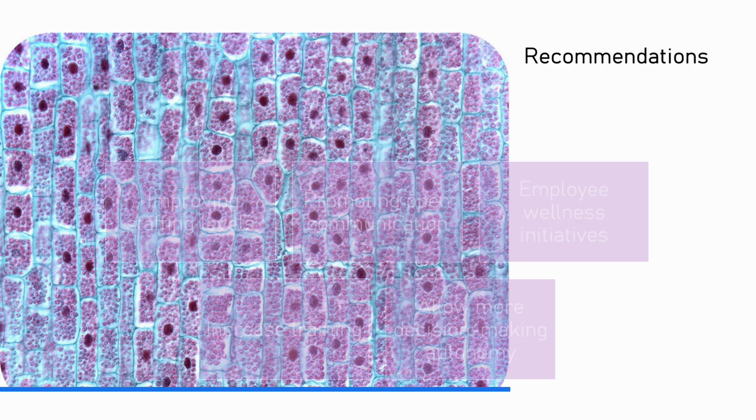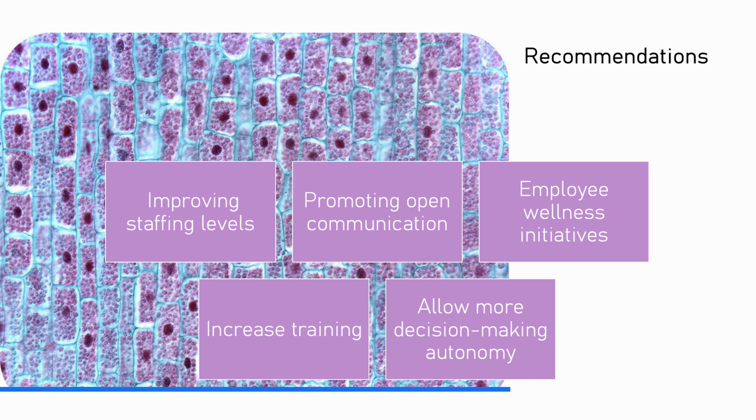Number three, create employee wellness initiatives like EAPs, which can result in higher productivity and performance and lower absenteeism. Number four, increase training for staff and supervisors to improve proficiency and reduce errors. Lastly, allow for decision-making autonomy. The last decision may be difficult to implement because of regulations, but it is important to work with staff members on this to make employees feel heard and seen.